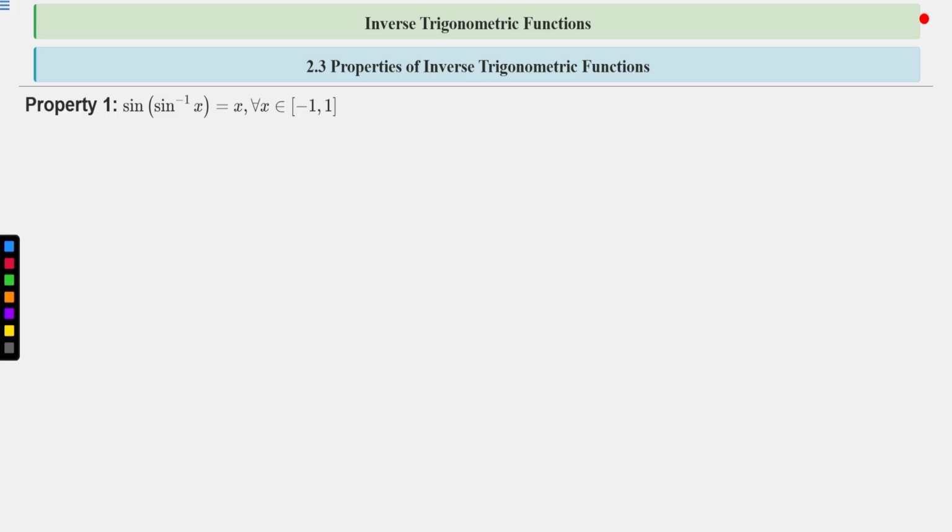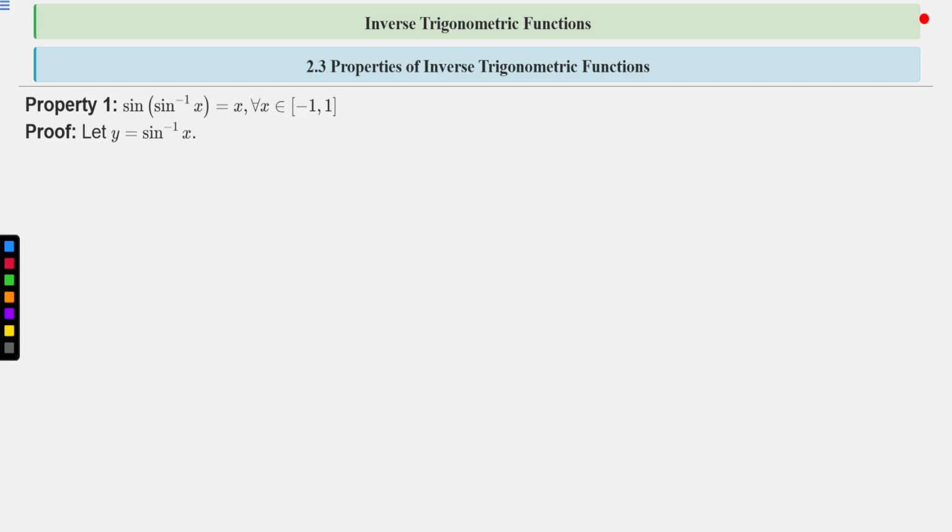So let us start with the properties of inverse trigonometric functions with property 1. Property 1 says sine of sine inverse x is equal to x for all x belongs to -1 to 1, right? Sine of sine inverse x is equal to x for all x belongs to -1 to 1.